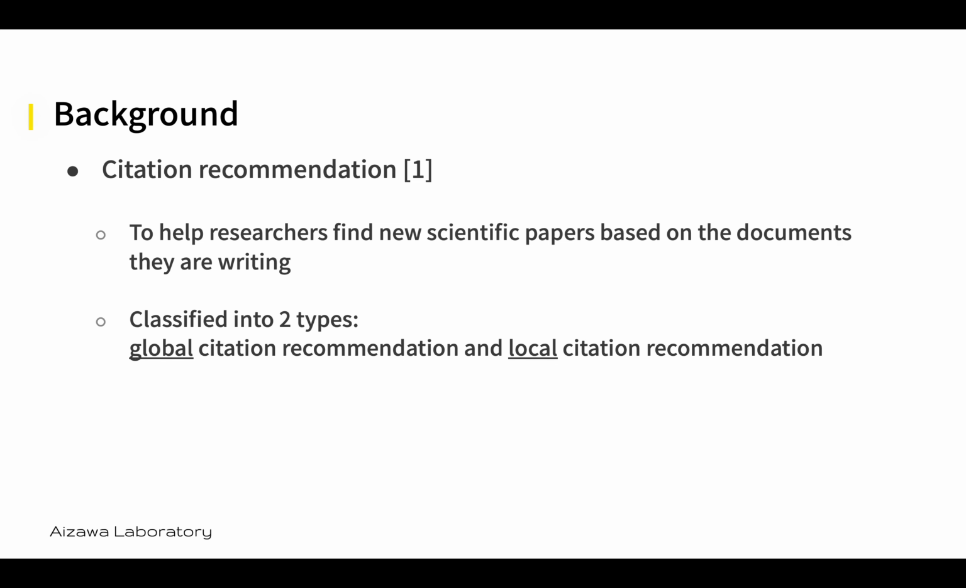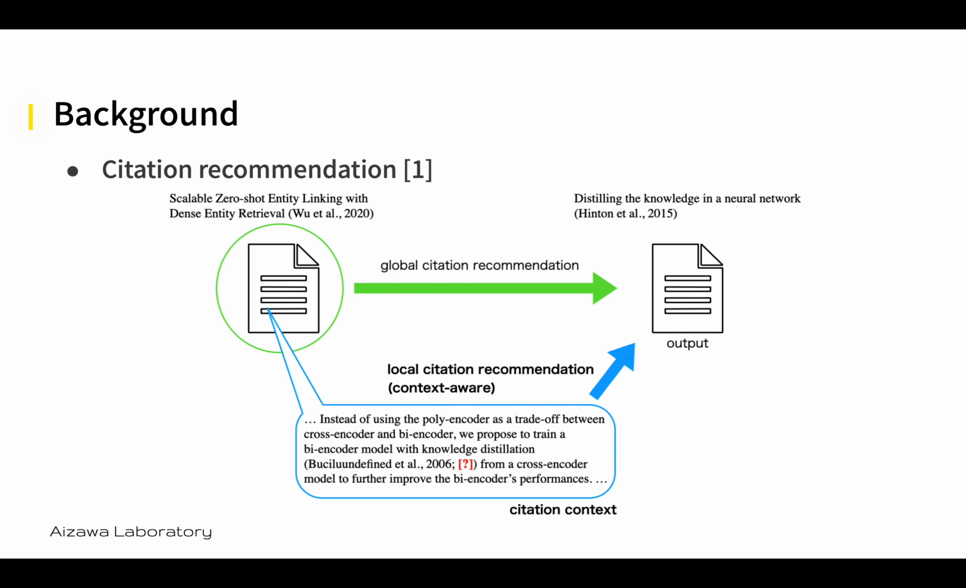Approaches to citation recommendation are categorized into two types, global one and local one. This figure illustrates the differences between the two. As you can see, local citation recommendation must consider citation context in scientific articles. That's why it is also called context-aware citation recommendation.